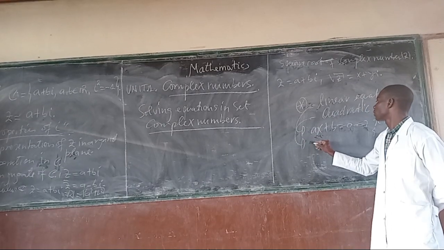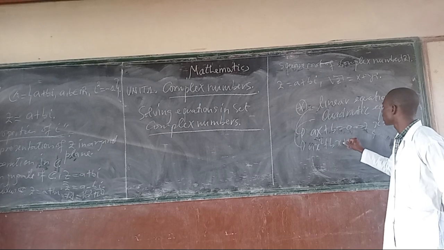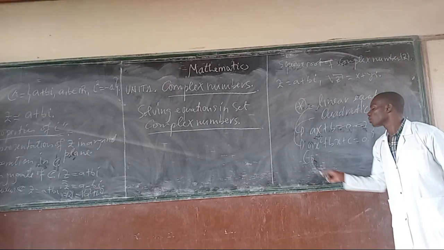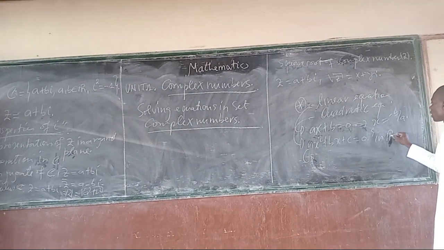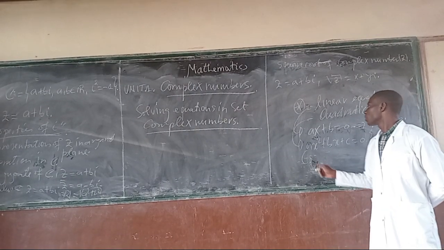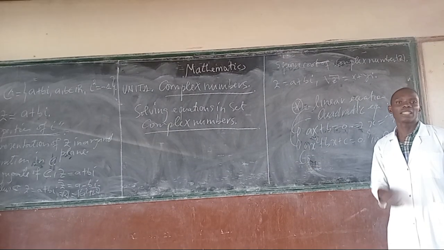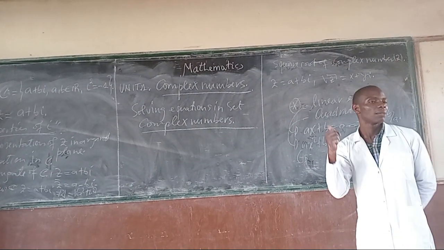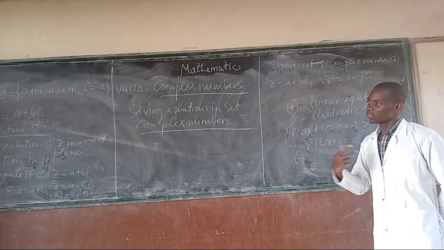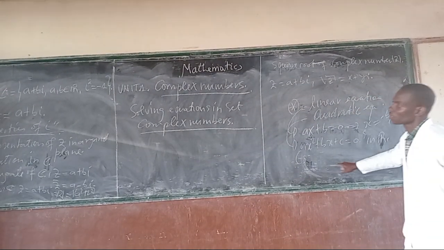Even in the quadratic, we say that we have the form ax squared plus bx plus c is equal to 0. And for this kind of equation in the set of all real numbers, we use different methods to find the solution, where you can use factorization, completing squares, the discriminant formula, the quadratic formula, and the other methods you normally use to solve those equations.